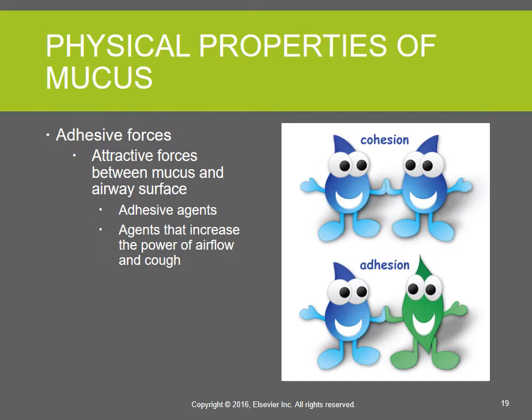Adhesion reduces the ability to clear secretions through coughing. Mucokinetic agents are either surfactants, which reduce the adhesivity of secretions, or agents that increase the power of airflow and cough. Mucolytics may work in part by severing the bonds of mucus to the epithelium and reducing friction or adhesion.